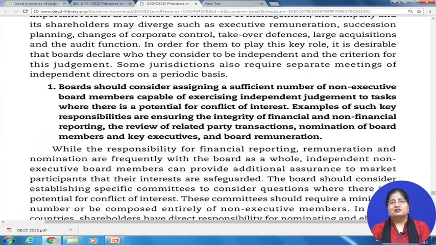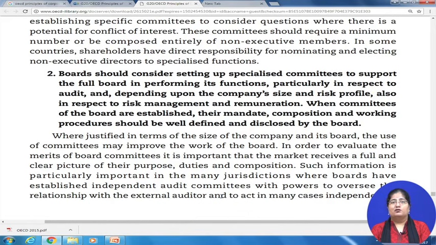The board should be able to exercise objective, independent judgment on corporate affairs. Boards should consider assigning a sufficient number of non-executive board members capable of exercising independent judgment on tasks where there is a potential for conflict of interest. Examples of such key responsibilities: ensuring the integrity of financial and non-financial reporting, the review of related party transactions, nomination of board members and key executives, and board remuneration.